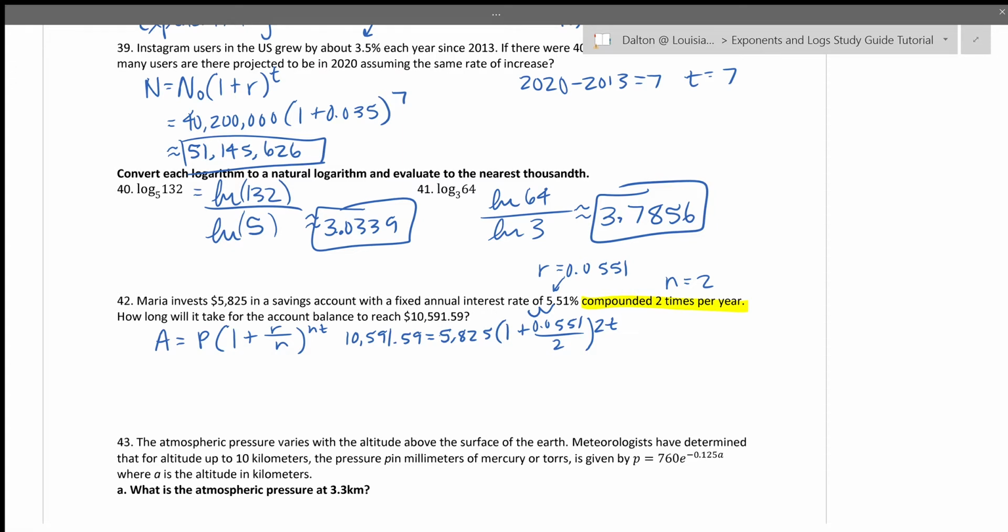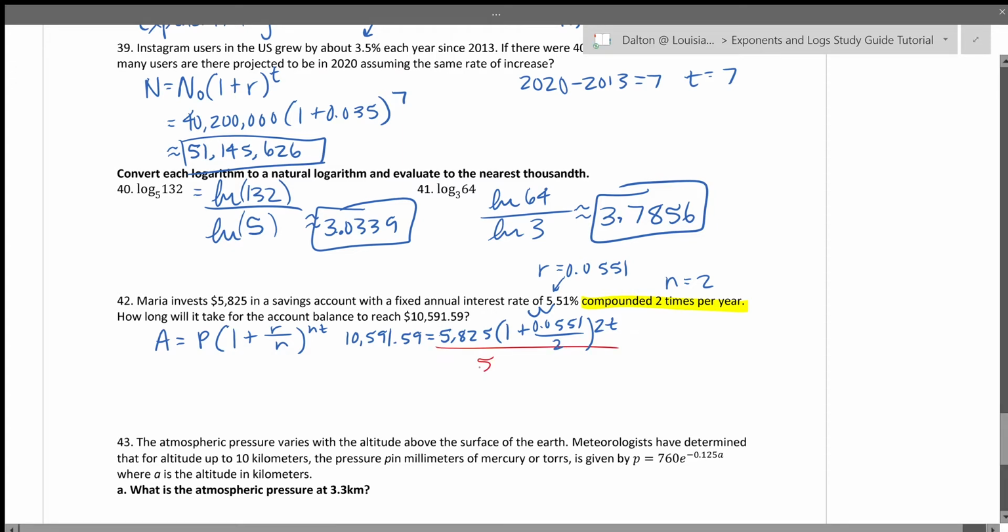But we can do a couple of different things at once. Let me go ahead and divide by 5,825. Get rid of that one first. When we do that, on the left side, you're then going to have 1.8183 equals, and then if I go ahead and simplify my parentheses here, I'm going to get about 1.02755, all to the 2t power. Okay, so I did a couple things. I got rid of that coefficient of 5,825, divided on both sides, and then I simplified my parentheses.